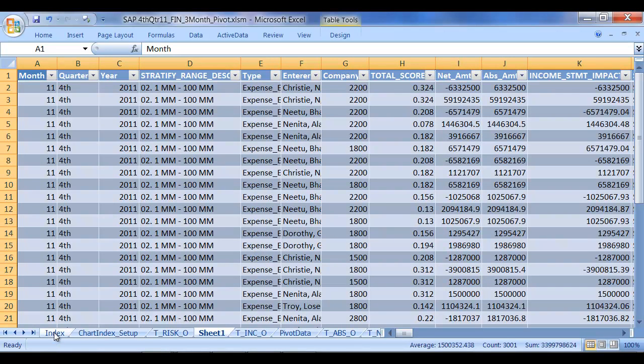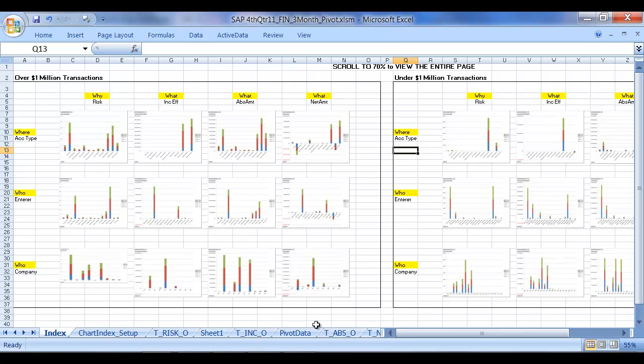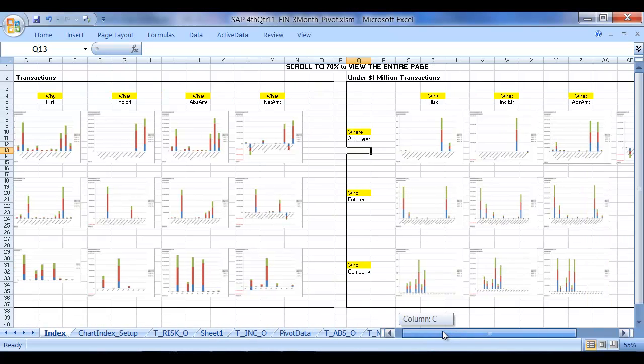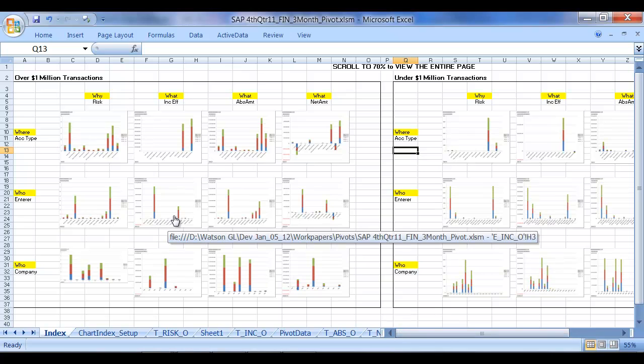So just going back to the index, at a very high level you can see that things are very relative, especially for lower dollar transactions, but when you do see a spike, you can quickly drill down into that spike and then learn more about that transaction.